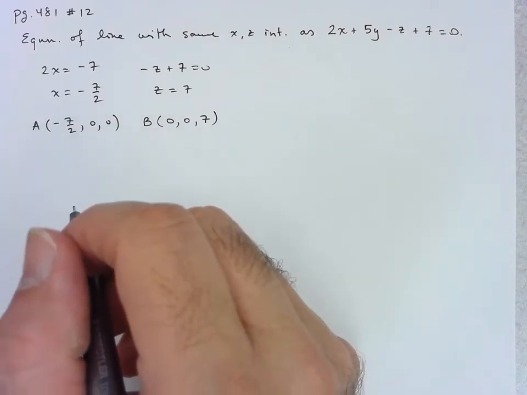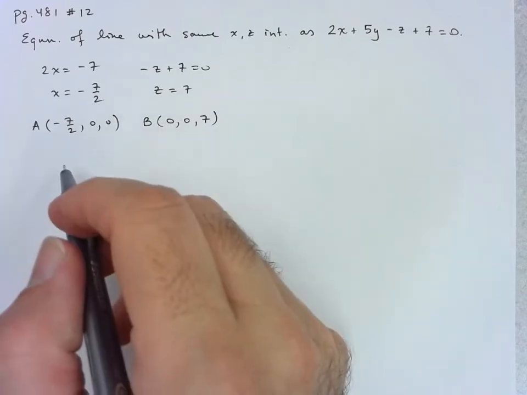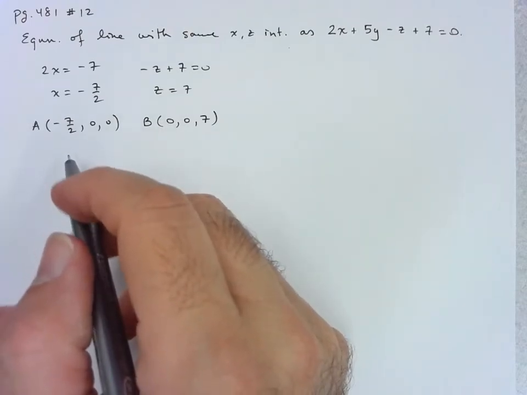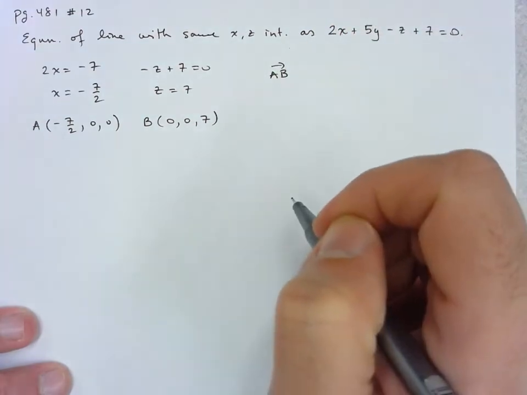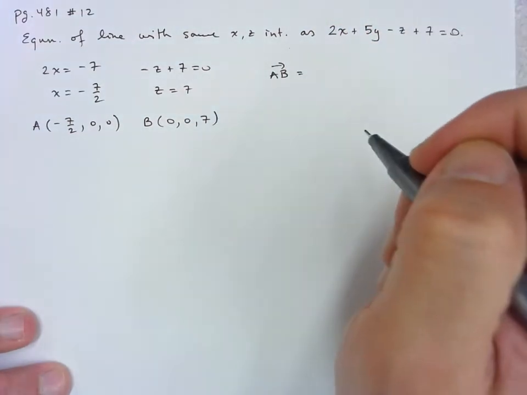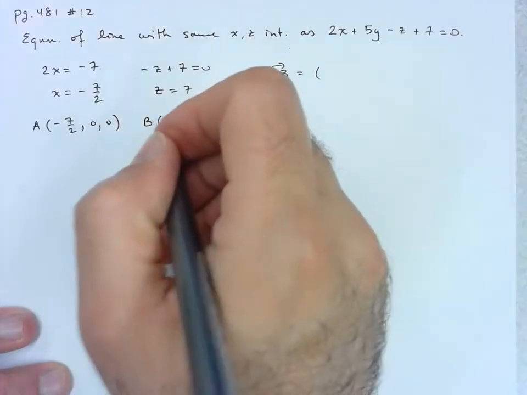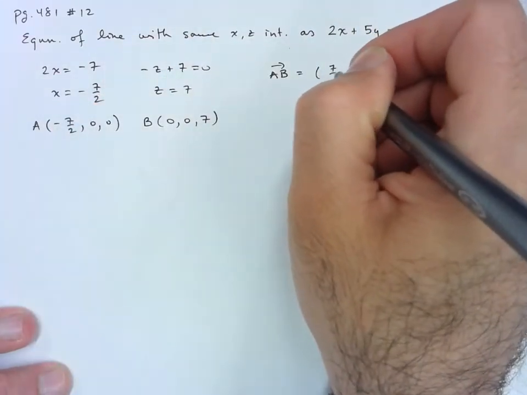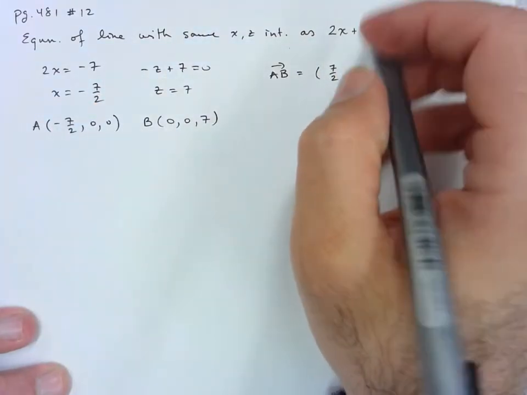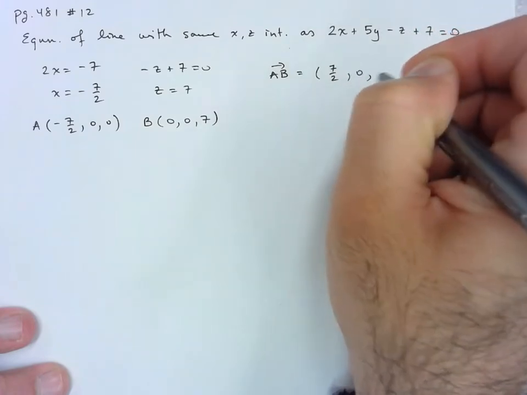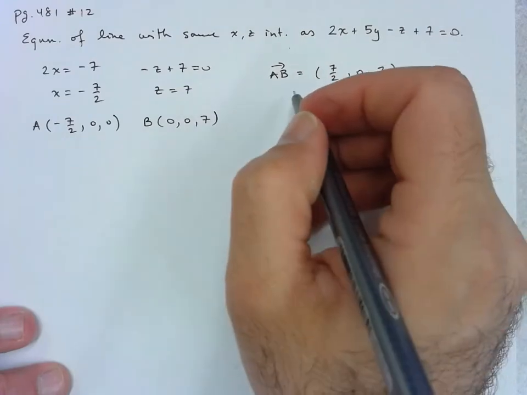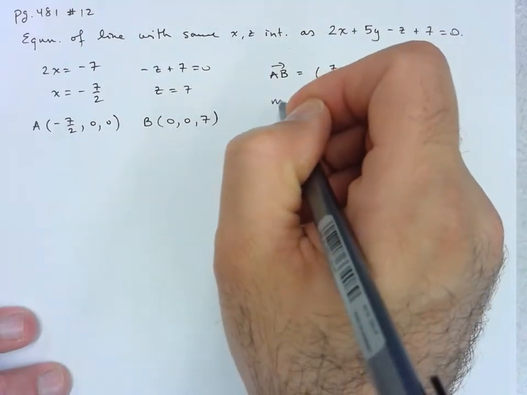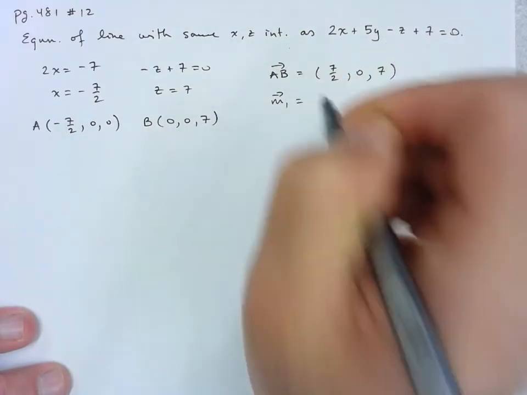So first thing, we have a point. Let's just find a direction vector. Here I'll take AB to use as my direction vector, or at least something parallel to that. So here we've got 0 minus -7/2, so we have 7/2. 0 minus 0 is 0, and 7 minus 0 is 7.